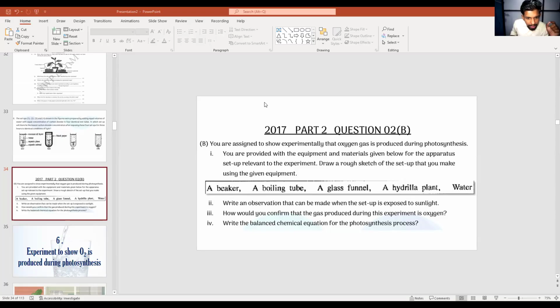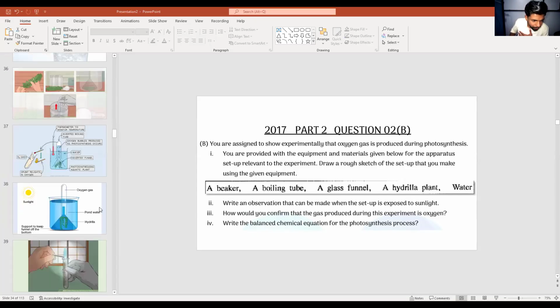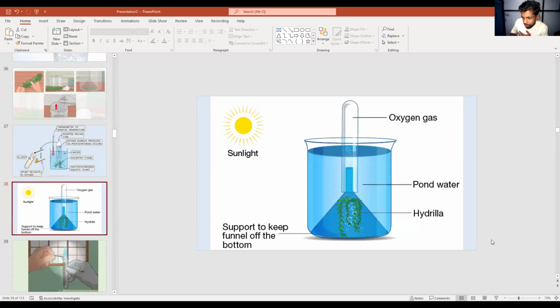Okay, so what is the answer for the second question in 2017? How could you confirm? Insert a glowing splint. It will relight with a bright flame. That is the second. Sorry, are you asking about the second? Okay, what is the observation? Well, in this practical, what could be the observation? I forgot to tell the observation. Here, the observation will be like this.